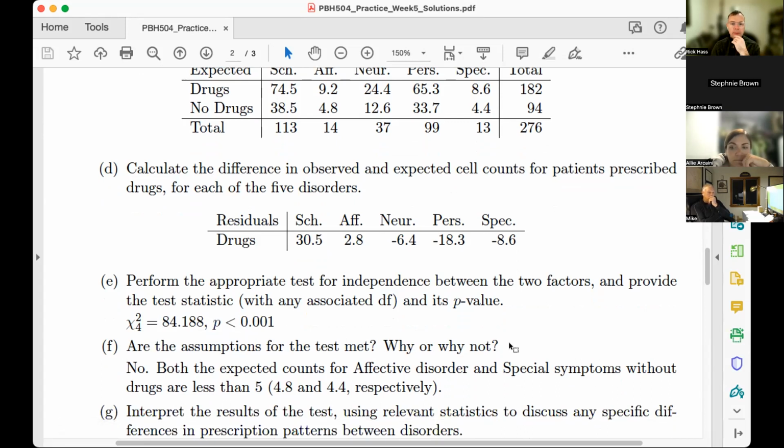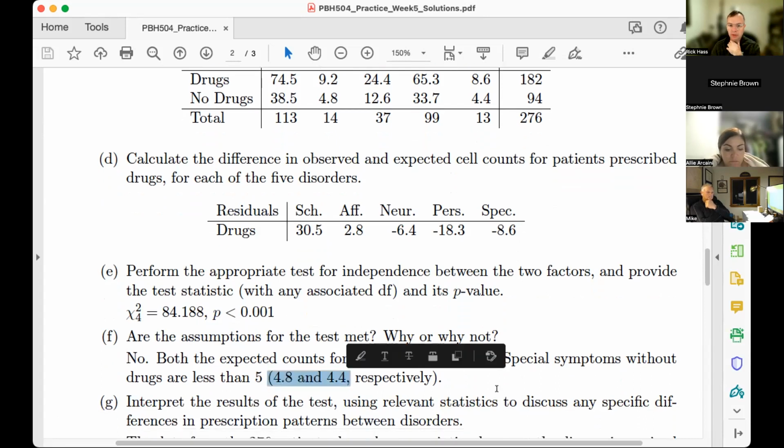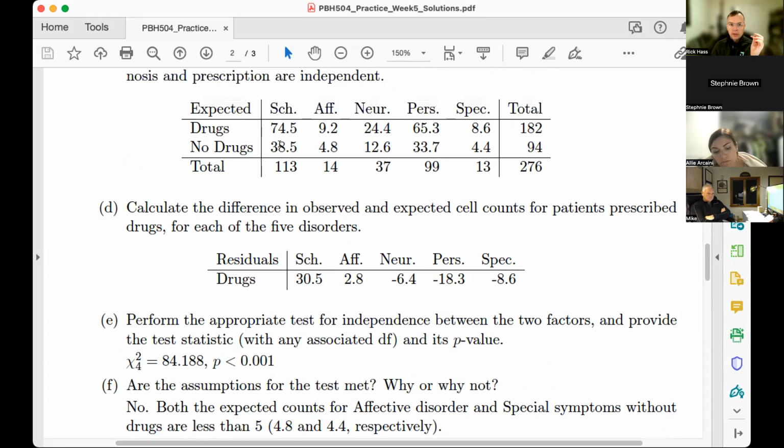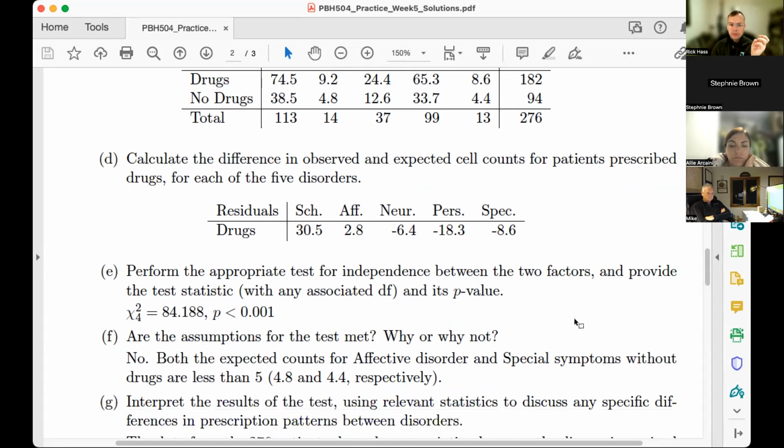Are the assumptions for the test met? Why or why not? So no, right? Now there are other assumptions that we're going to assume are met. Whenever I ask about this with chi-square, we're really asking about the expected count. So we saw that, right? There were two cells, the affective disorder and special symptoms without drugs, those folks. And we can see them right here: no drugs, affective disorders; no drugs, special symptoms. We have expected counts less than 5. Okay, so no good. It didn't meet the assumptions of the test.